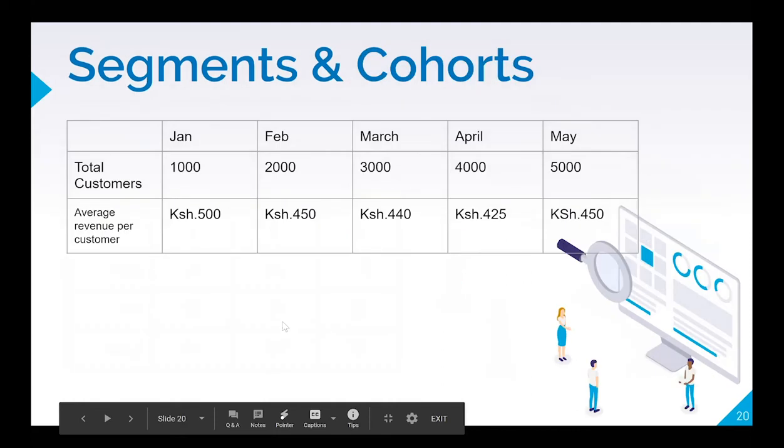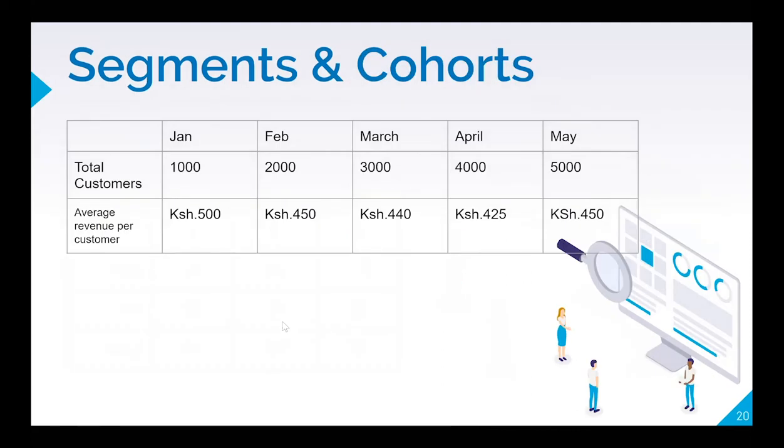So this is an example that I'd want us to consider. We have a certain product here where in January, the total number of customers was 1,000. In February, it was 2,000. In March, it was 3,000. And you can see the trend. Then the average revenue per customer in January was 500. In March, it was 450. In April, it was 425. And in May, it was 450.